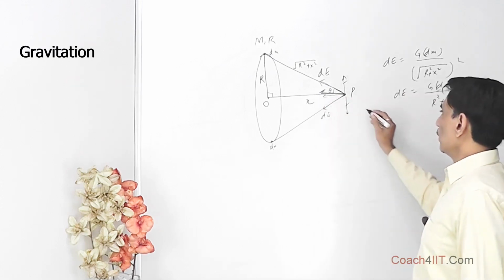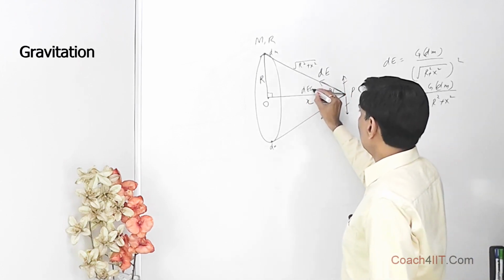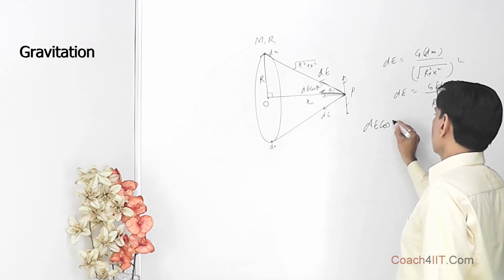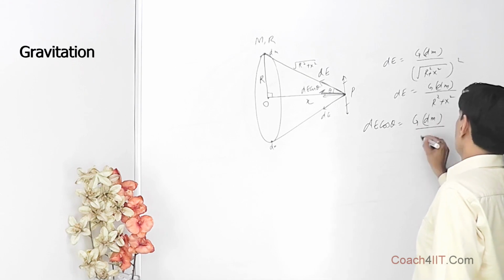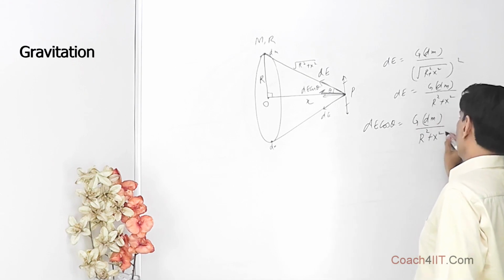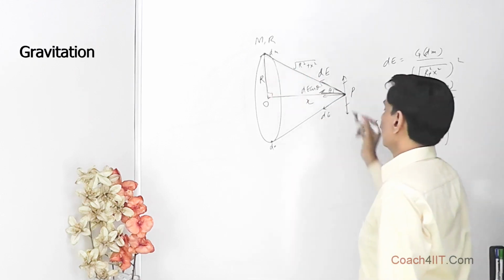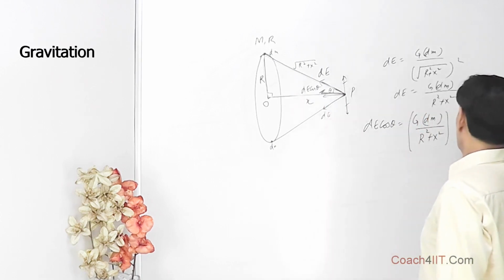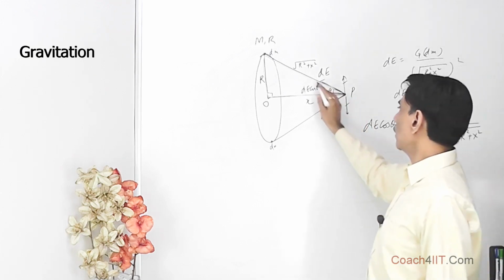So because of dm, we find the gravitational field intensity component in this direction. That component is going to be dE cos theta, which comes out to be G dm upon r square plus x square, times cos theta. Now in a right angle triangle, cos theta is base by hypotenuse. The base is x, and the hypotenuse is square root of r square plus x square, so we replace cos theta by that. This is dE cos theta because of this.